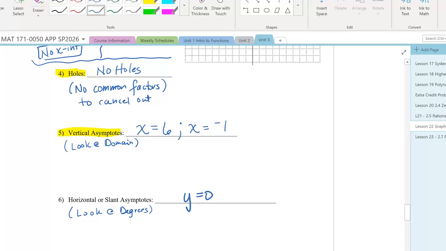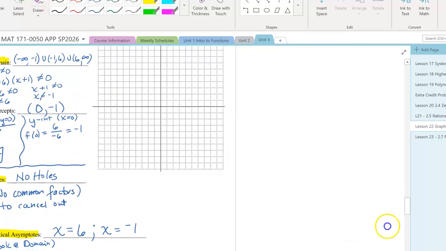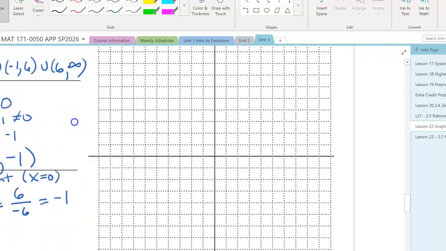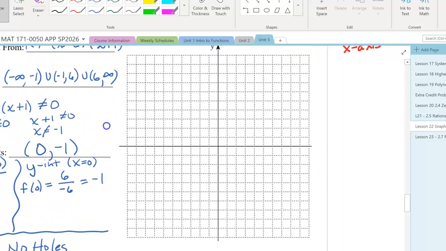All right, so let's plot what we have so far. We have two vertical asymptotes, one at x equals negative 1. Whoops, I meant to switch to red there, sorry.